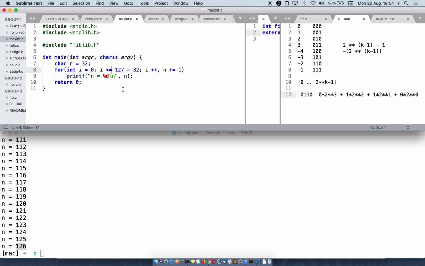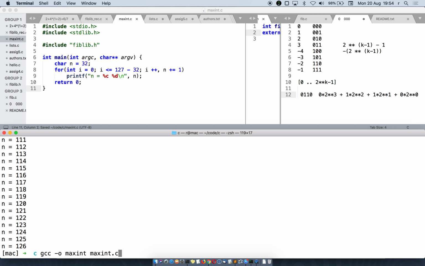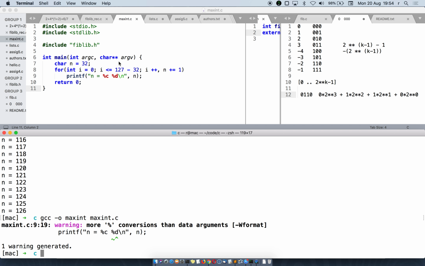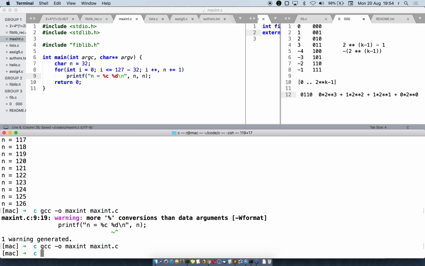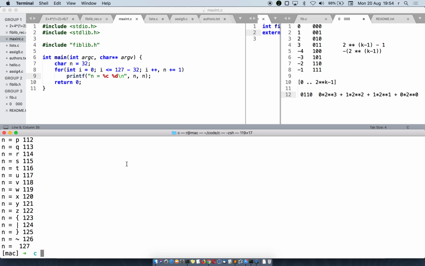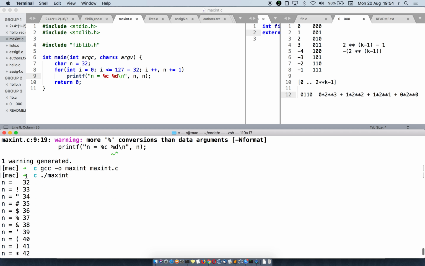Okay? So let's print both the percent c and the percent d. What happens now is that you're seeing very clearly that characters are in fact integers. And here I should have n twice. We want to print it once as a character and a second time as an integer. So we have the correspondence: 32 is the space, 33 is the exclamation mark, then quotes, and so on.